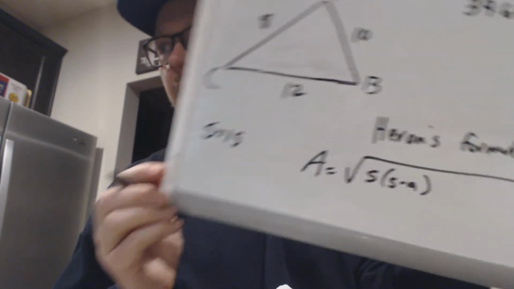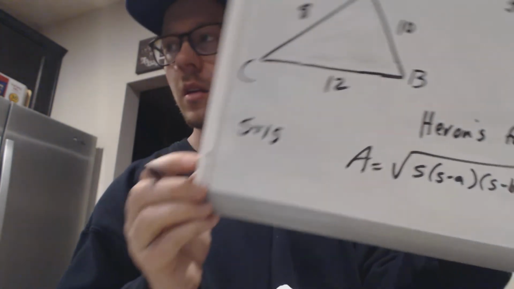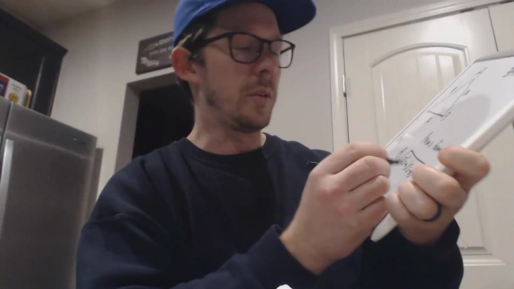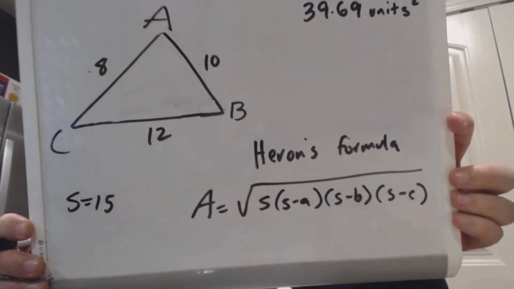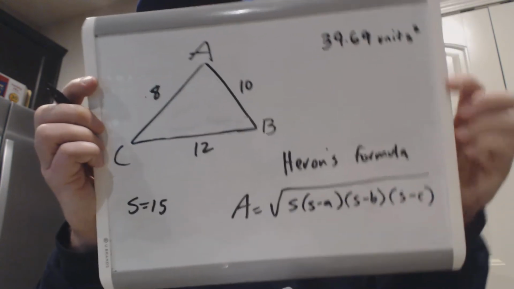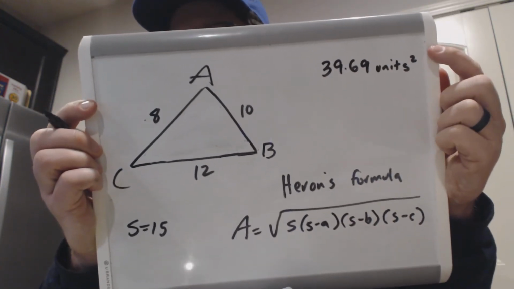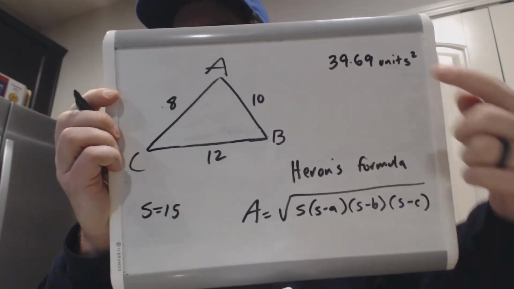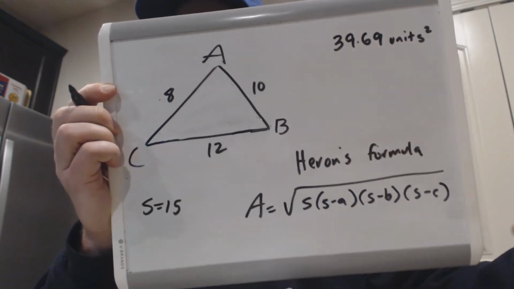Multiply that times S minus A. Multiply that times S minus B. Multiply that times S minus C. What do A, B, and C represent? A, B, and C are just the sides. So watch this. Keeping in mind that the area was 39.69, let's use Heron's formula. We don't have any angles over here, but we can use these sides.